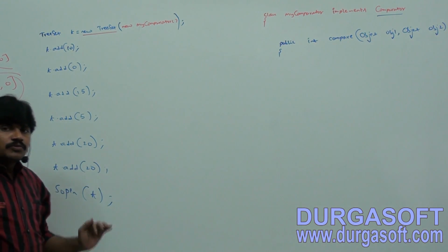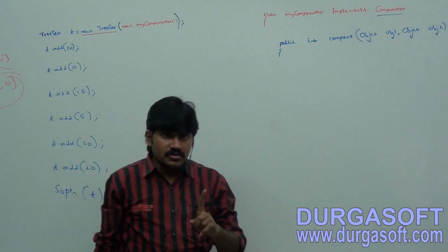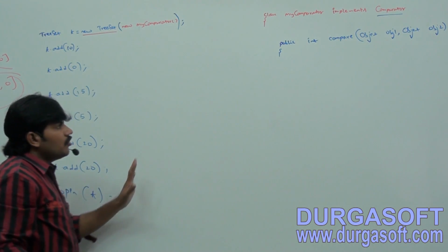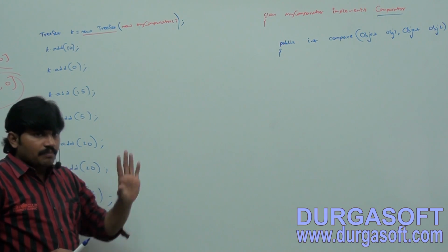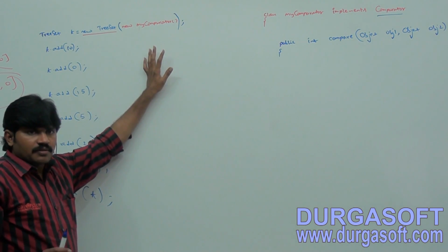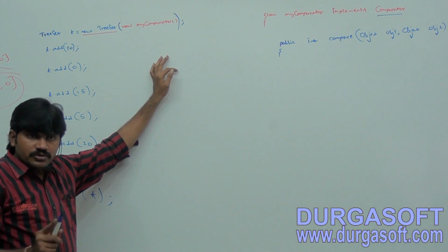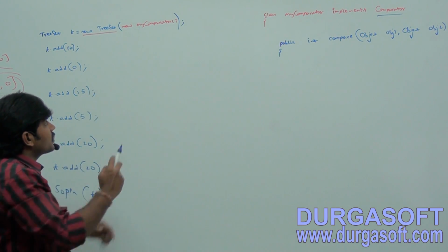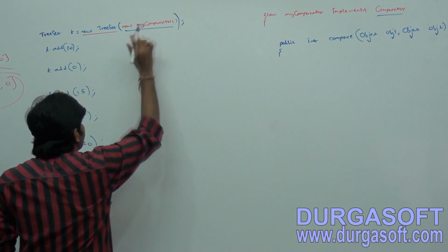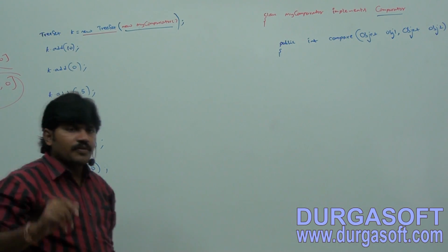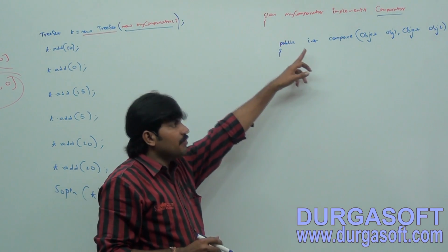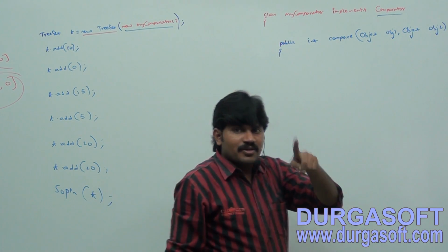Compare to method, which is meant for what? Default natural sorting order. Sir, I don't want compare to or comparable or default natural sorting. I want my own sorting. Then you have to pass a comparator object. If we pass a comparator object, then JVM is going to call compare method instead of compare to method.